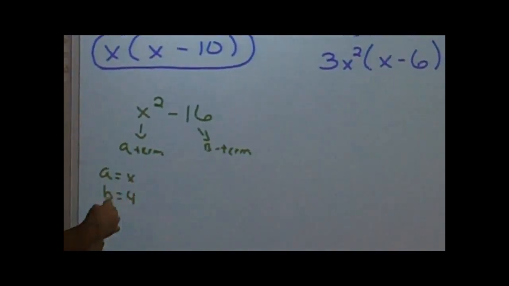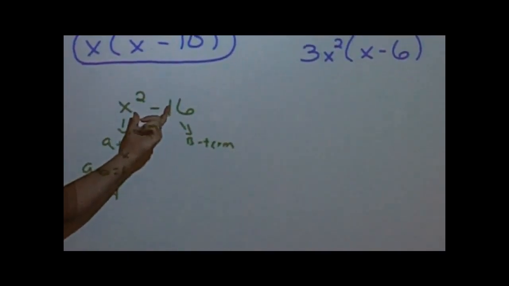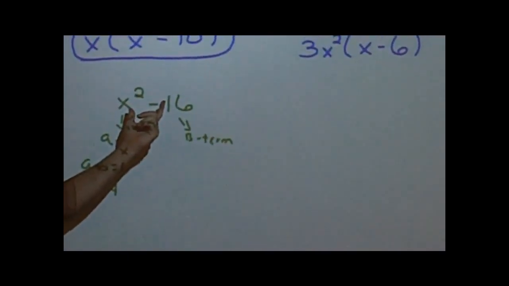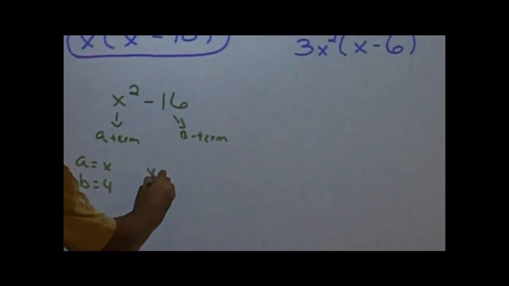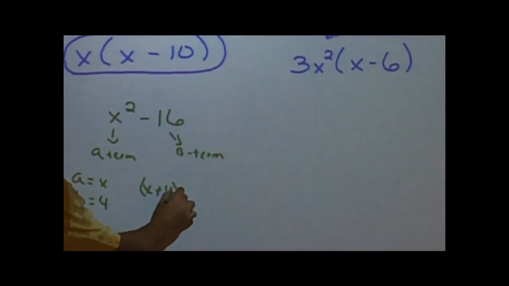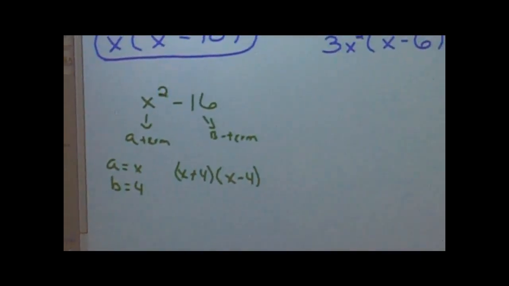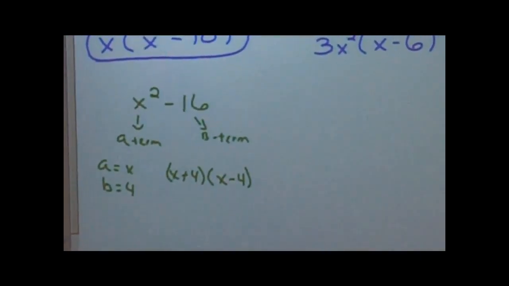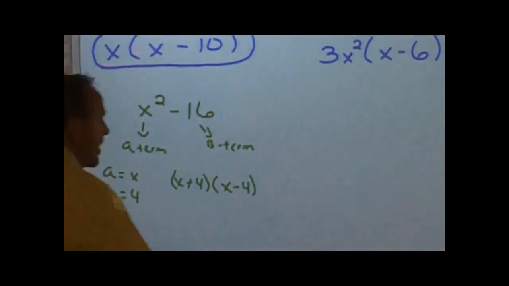Okay? So here we have x plus 4. So whenever I have two terms that are separated by a subtraction sign, and they're both perfect squares, they break down to x plus 4 and x minus 4. X plus 4, x minus 4. Okay? I remember this: a term, b term, subtraction sign, addition sign. Now it works the exact same way.